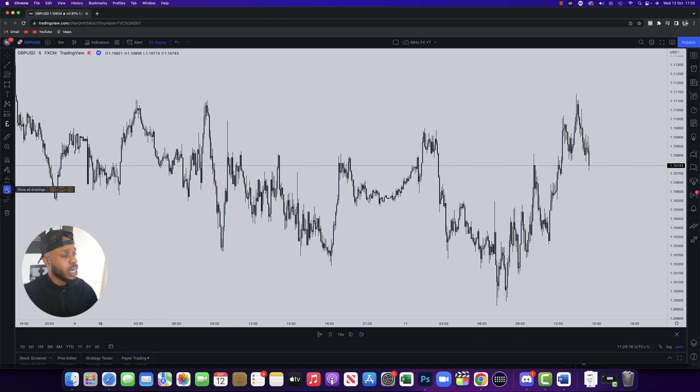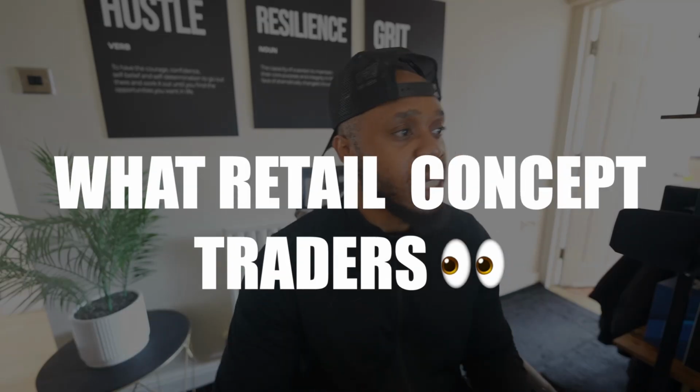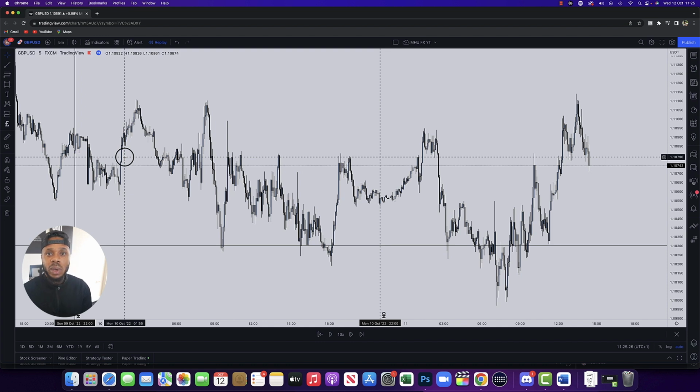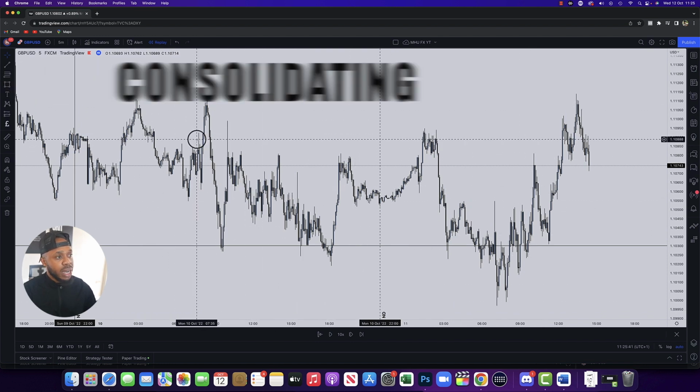Okay, so I'm going to put my annotations on real quick. There we go. First of all, I'm going to show you guys some of the things retail would have been seeing at this point, and I'm going to run through that quite quickly. First of all, we know that it is a new week. You can see the NW at the bottom. This is a new day, so this is Tuesday, that's Monday's price action, and you can see prices going sideways.